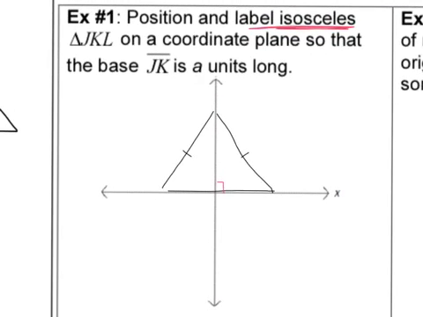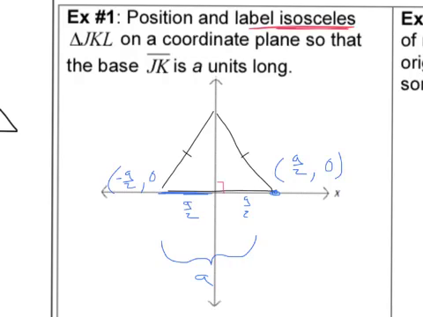And they want us to label it so that the base is A units long, just A units long. Well, let's think about that. If this whole distance is A, then that means from here to here is half of A, and here to here is half of A. So as we go to plug in these coordinates, that means this is going to be half of A, comma 0, and this is going to be negative half of A, comma 0.